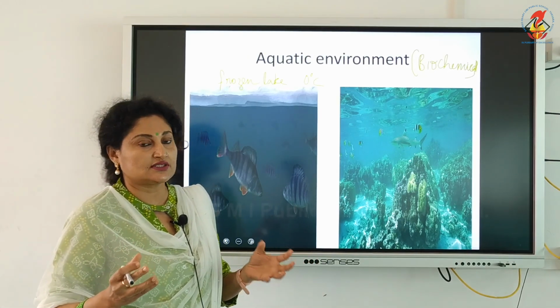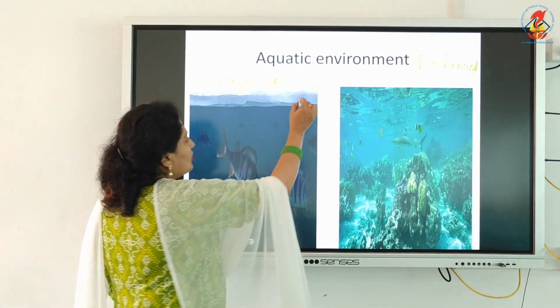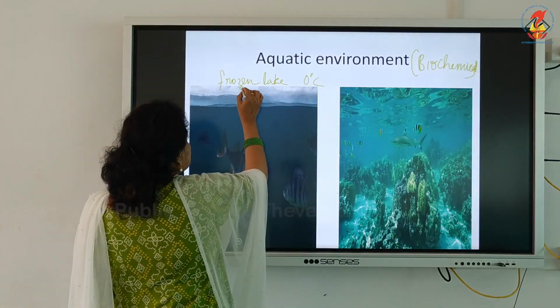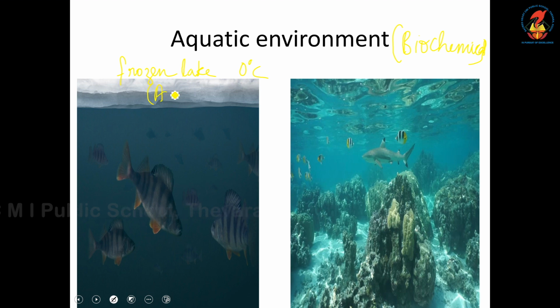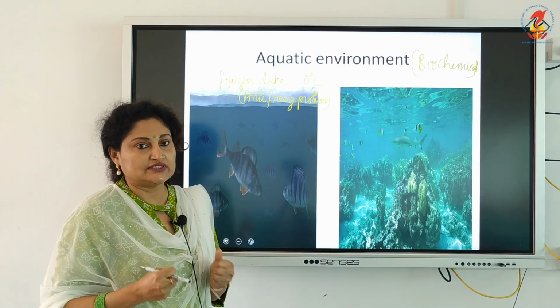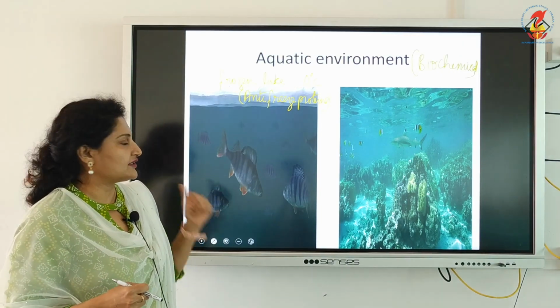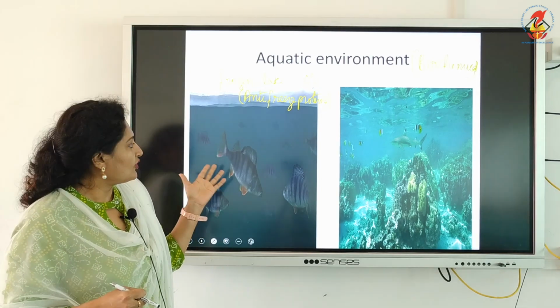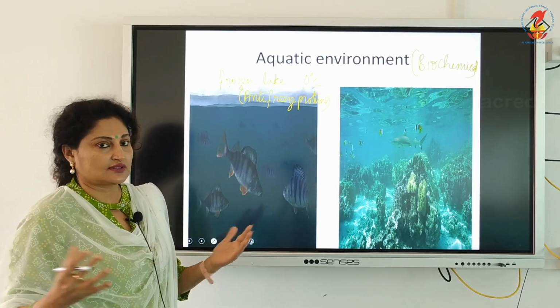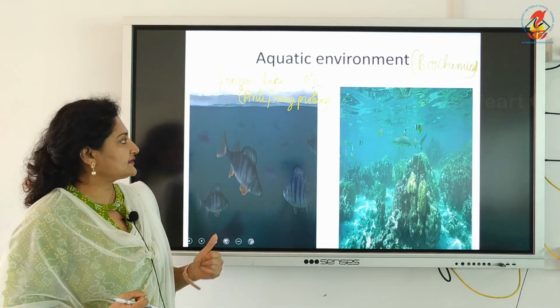The reason is a biochemical called antifreeze proteins present in their blood. These antifreeze proteins prevent the blood from clotting or freezing. So that's how they survive or cope with this hostile condition, that is ice covered lakes.